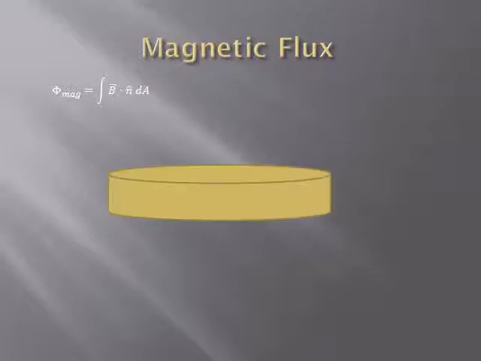So, same idea. I have some area, and in this case the area is going to be the top of my disk here. So my normal always points out. And then if I have a B field, it can actually point in any direction. So in this case, it has a component that's parallel to the normal and a component that's perpendicular to the normal.